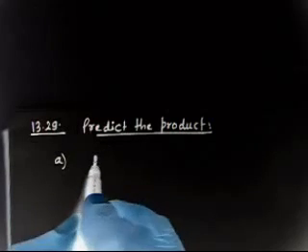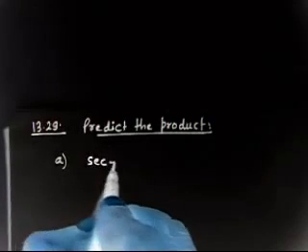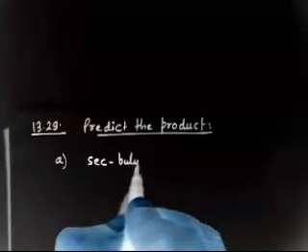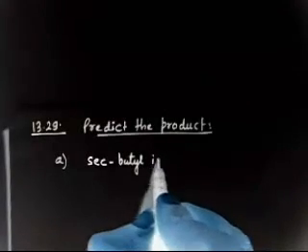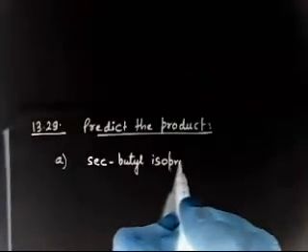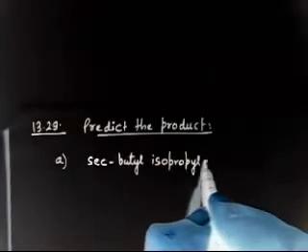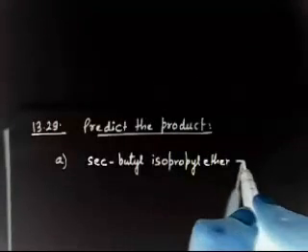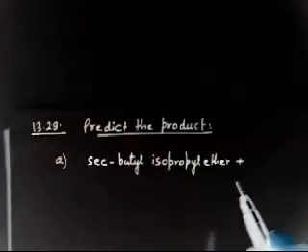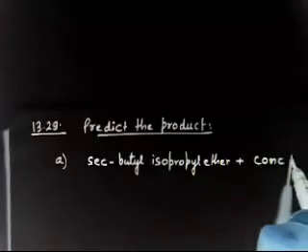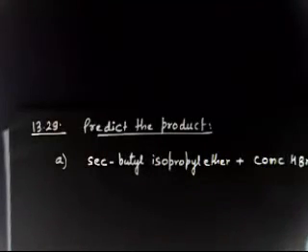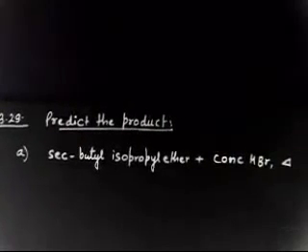The question says, let me write sec butyl isopropyl ether plus conc HBr and heat, and this solution is also heated. So what will be the final product?